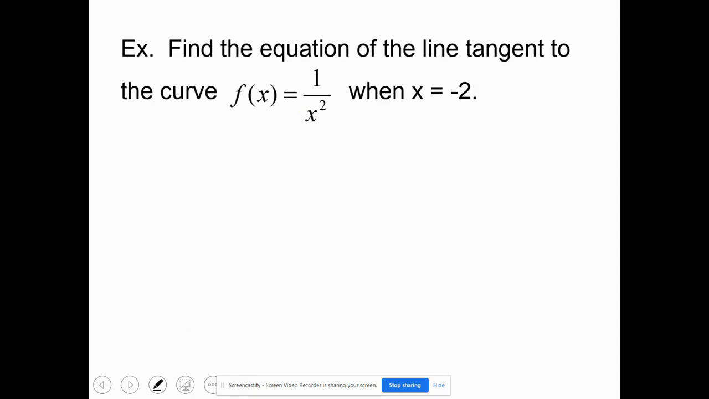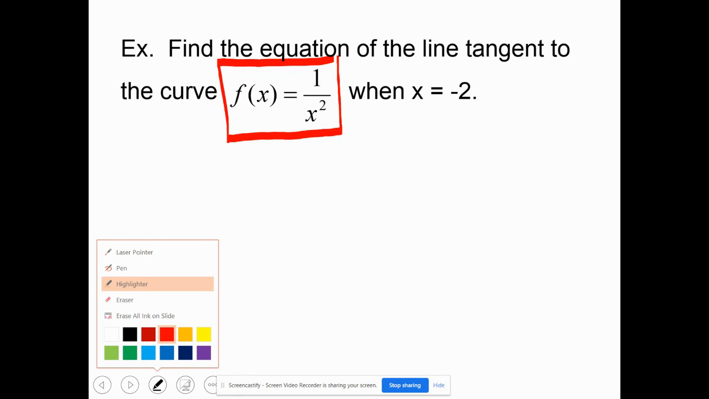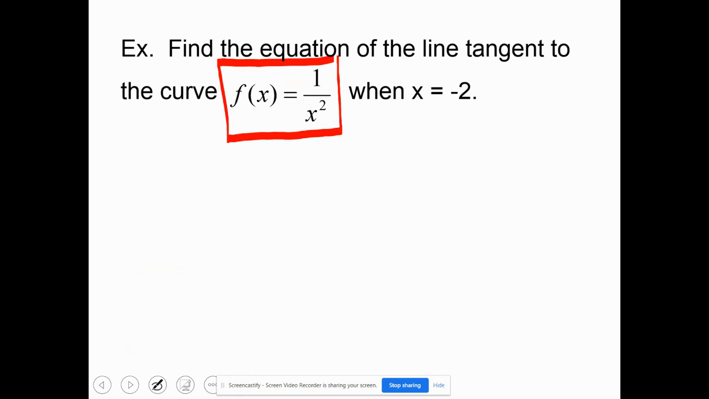Okay, why don't we try that on this equation? Now, on this equation, this is the formula that would tell me y, or f of x. I cannot use the power rule yet because the x is in the denominator. So we really need to move that to the top to get f of x equals x to the -2.